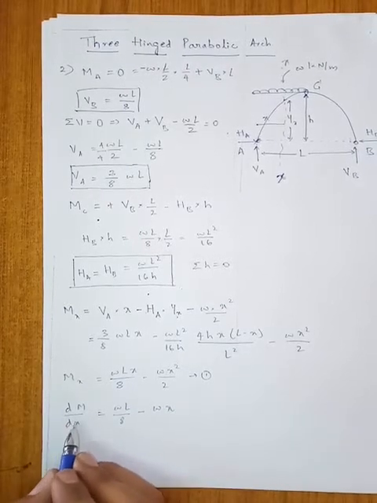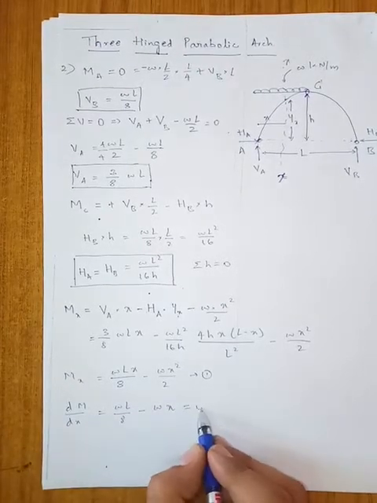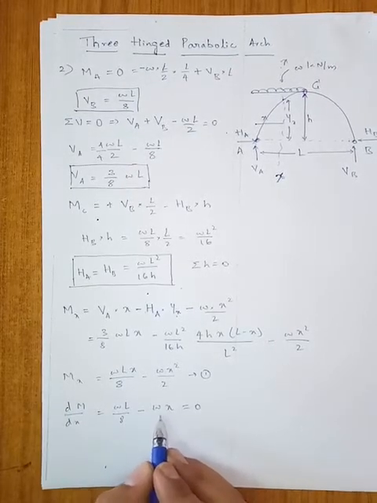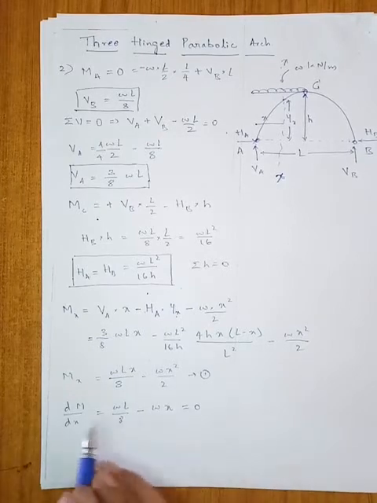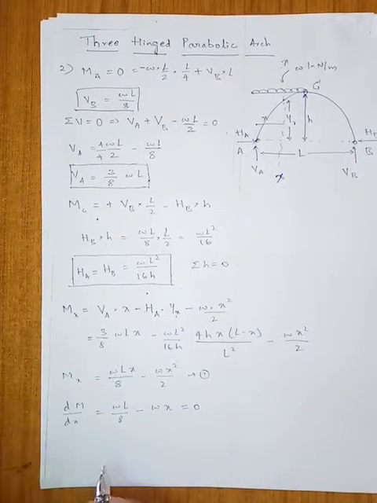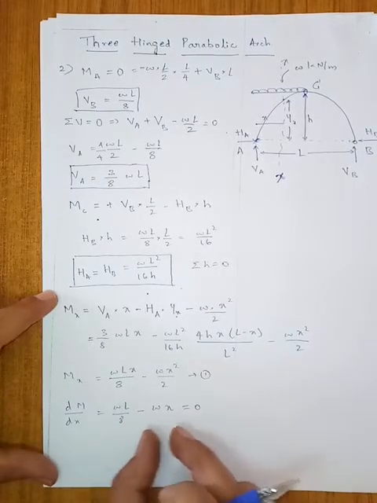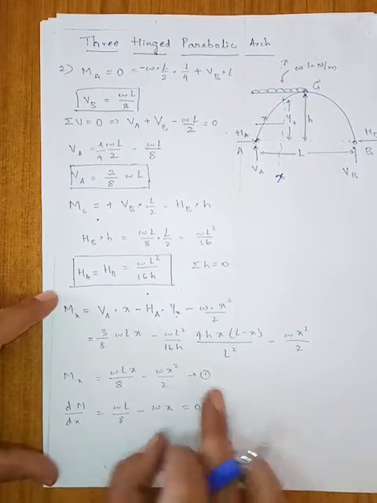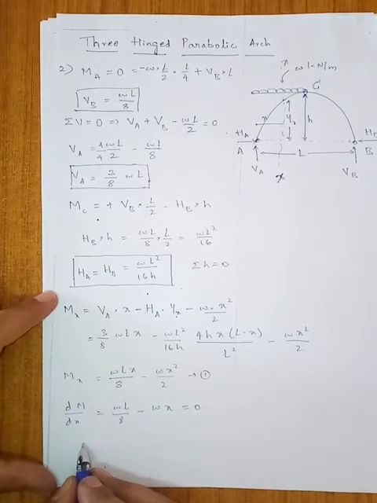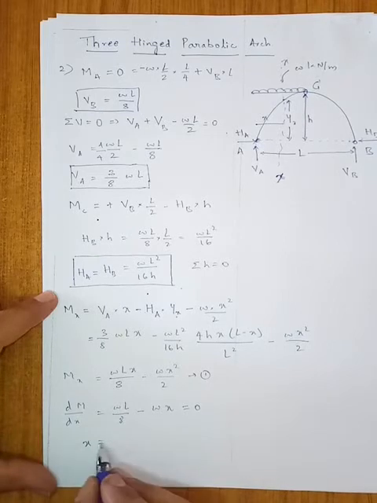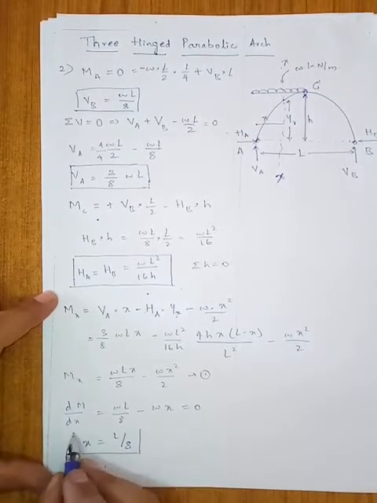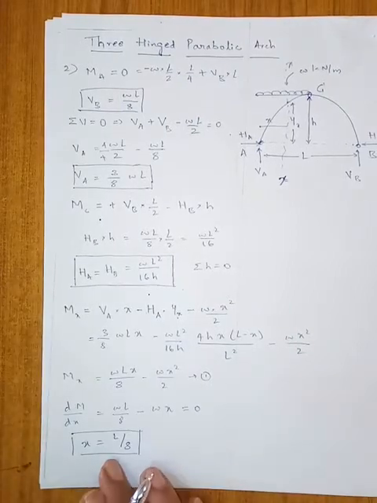Now if you equate this equation to 0, then what happens? You will find a value of x where the bending moment will be maximum. That is, dM/dx is equal to 0, then the bending moment will be maximum at that section. So if you solve this equation, Wx comes to the RHS, so it will be WL upon 8. So x is equal to, W and W cancel each other, x will be L upon 8. This is the length at which your bending moment will be maximum.